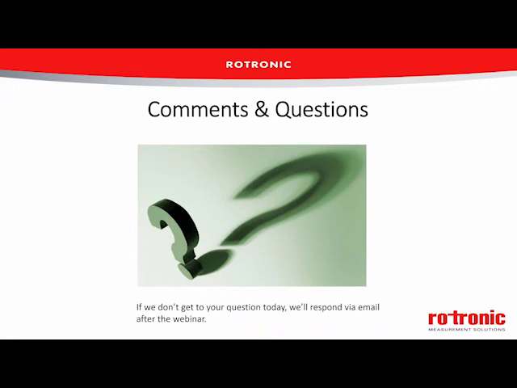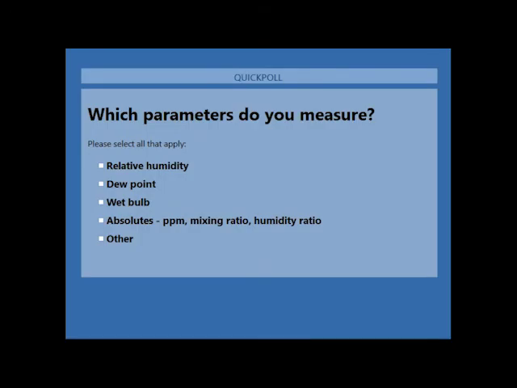And the question is, which parameters do you measure? You can choose more than one here. Typically, Michael, what do we see? Relative humidity is usually the most common, but let's see if that holds for this audience. It's typically relative humidity followed by dew point, and it'd be very interesting if people are using something else. It'd be very interesting to hear what you're using it for and where. If you choose other, just type it into the question pane.